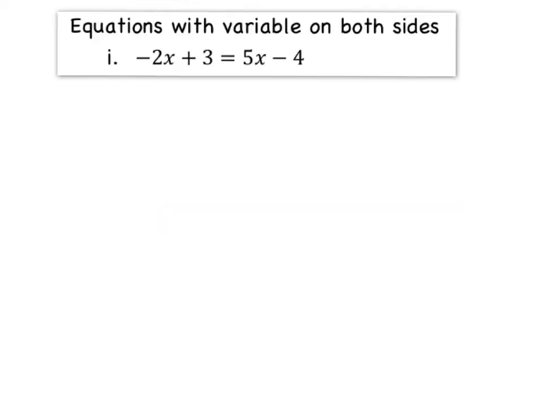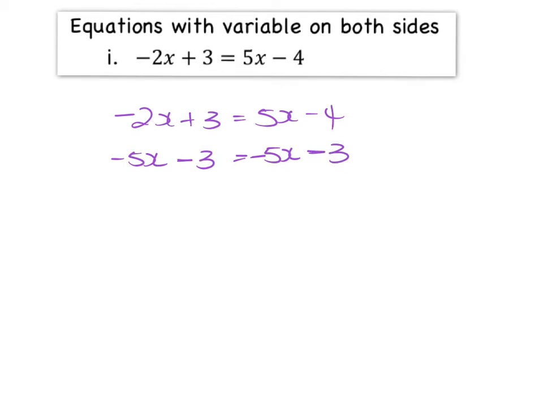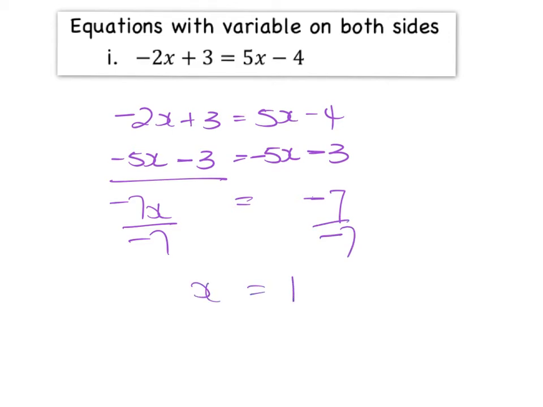Equations with variables on both sides. So we have minus 2x plus 3 is equal to 5x minus 4. We don't want the variable on the right-hand side, so we minus the 5x, so we also have to minus 5x on this side. We don't want a number on this side, so we minus 3 from here, so we'll also minus 3 from here. So we will get minus 7x is equal to minus 7. We divide both sides by minus 7 and we'll get that x is equal to 1.